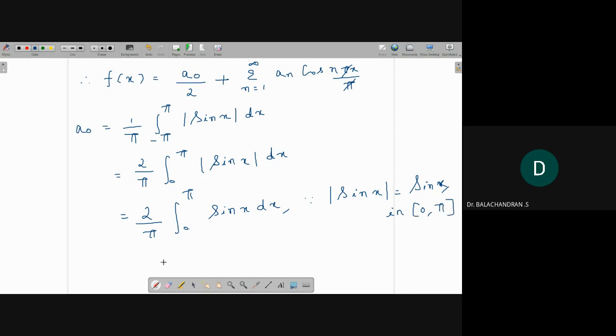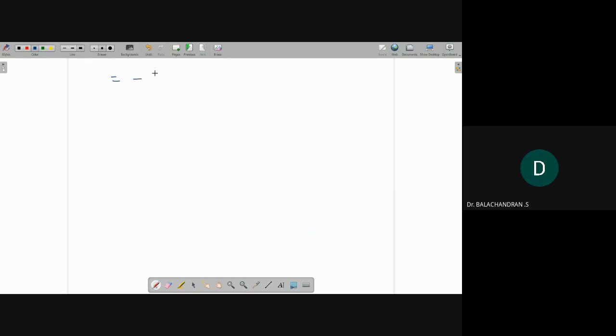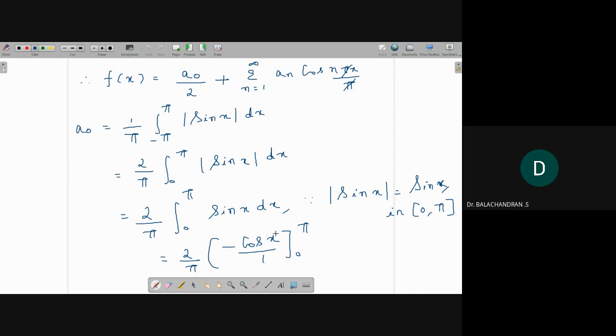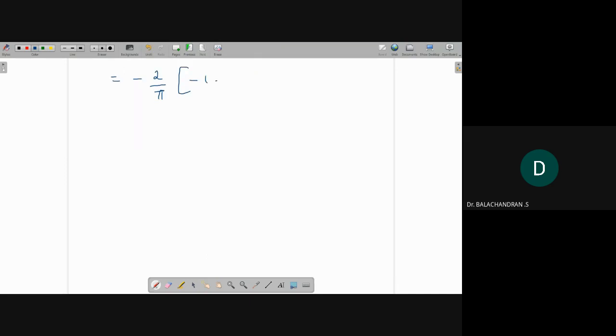Now integration: 2 by pi, minus cos x, limits 0 to pi. That is minus 2 by pi, cos pi is minus 1, cos 0 is 1. So a naught equal to minus 2 into minus 2, that is 4 by pi.